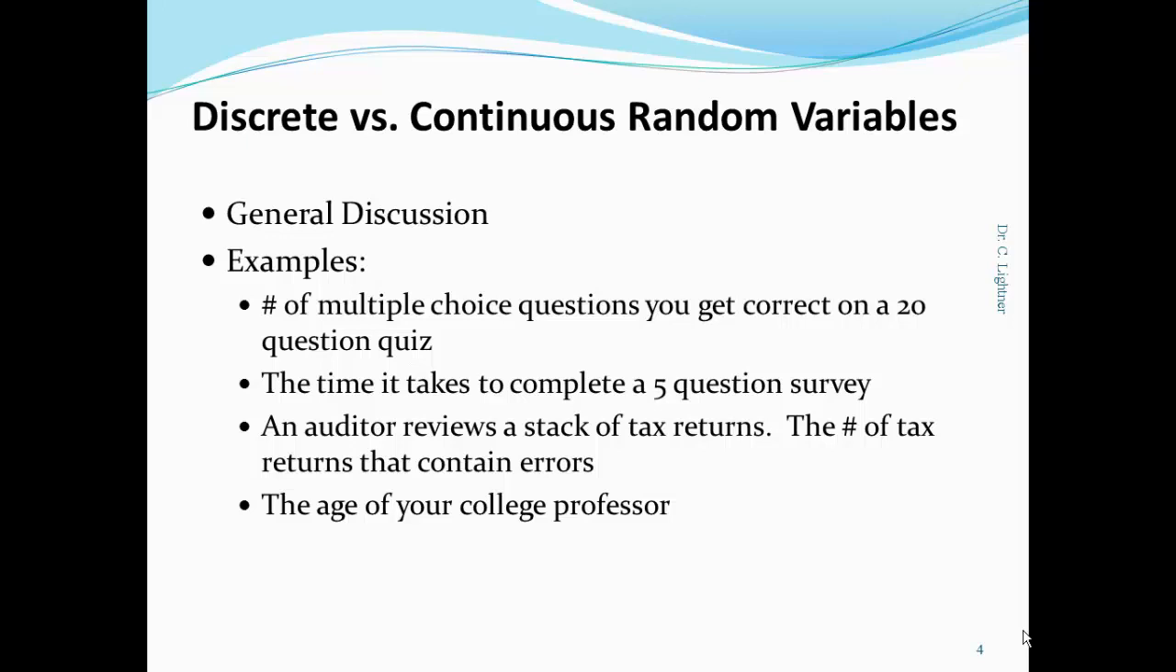The age of your college professor. Would this be considered a discrete or continuous random variable? In my experience, I have had professors ranging from 26 to 88 years old. This would be considered a continuous random variable. If we were to get down to each second, a professor could be any age between 26 and 88 years old. Since any value in this interval with no exceptions could occur, this would be considered a continuous random variable.